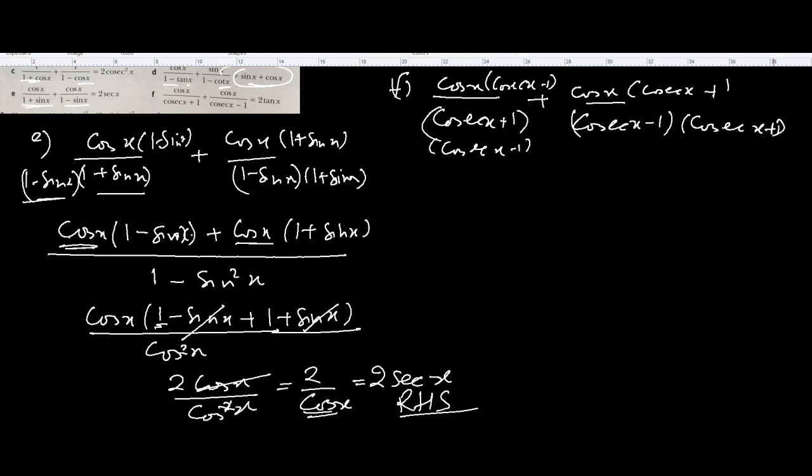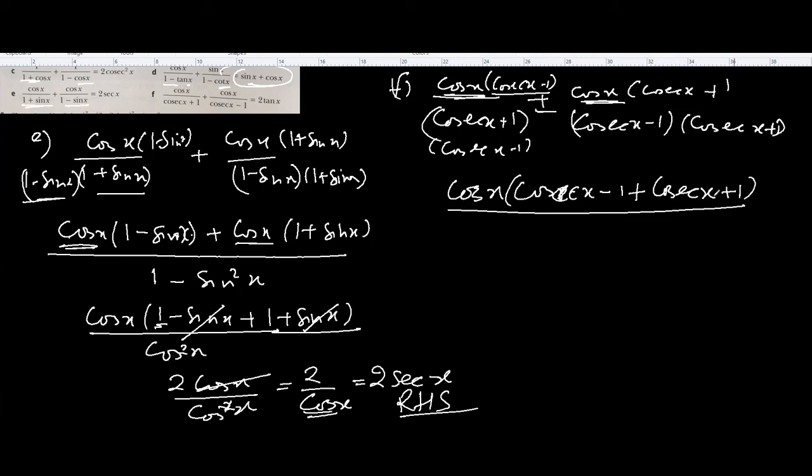Okay, alright. So again, cos is common in both, so let's take cos common just like in part E. So what will be left? Cosecant x minus 1 in this one, plus, we have plus here so no sign change, cosecant x plus 1 from the second part. And it will become cosecant square x minus 1. We know there is an identity that this is cot square x.